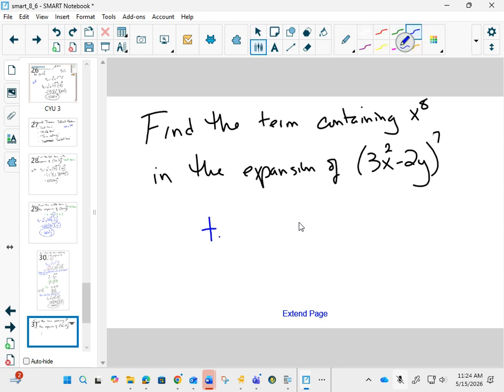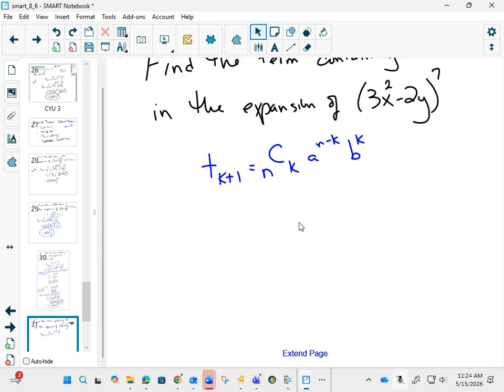I go to my formula sheet, and I'll write this out for now, just kind of nice to see what you would have on your formula sheet. There's your binomial expansion. What do we know? We know that it's supposed to have an x to the 8. My n is 7, so I have 7 choose. I don't know what k is.